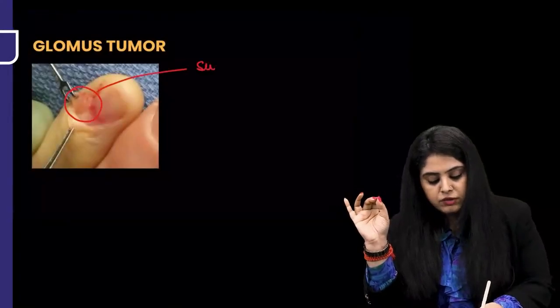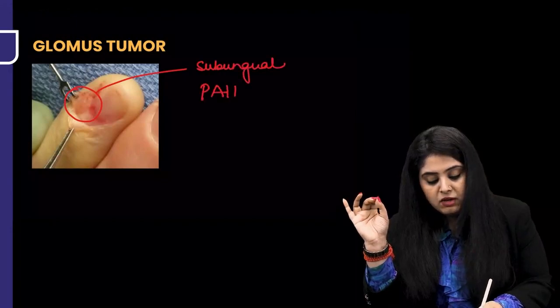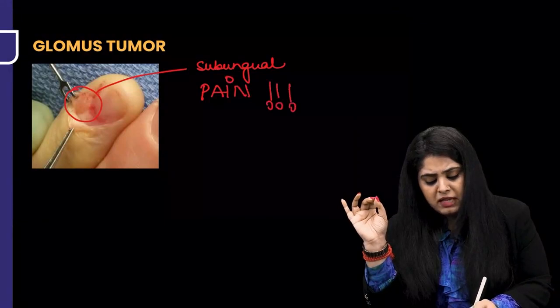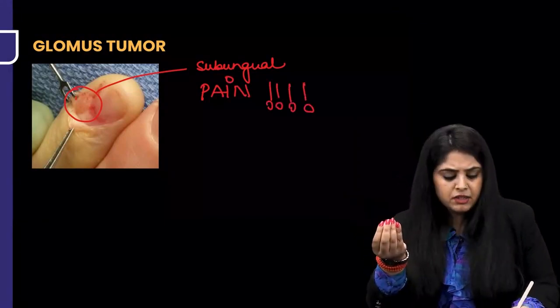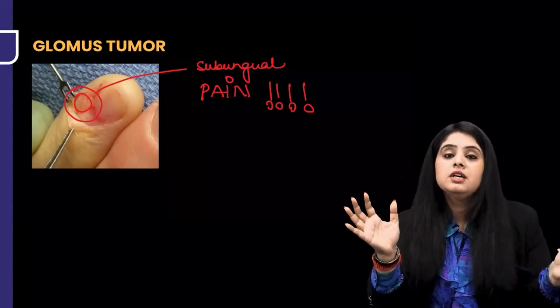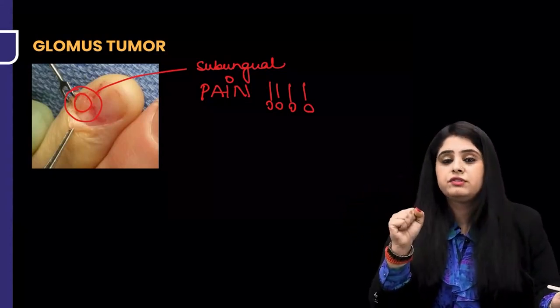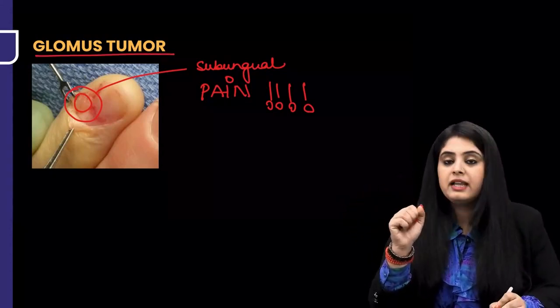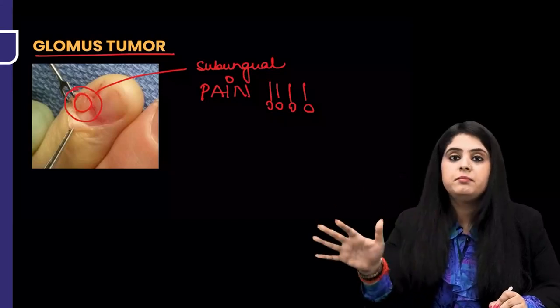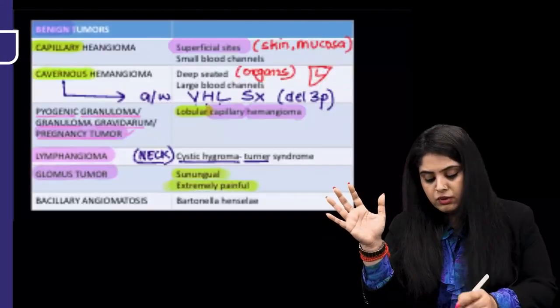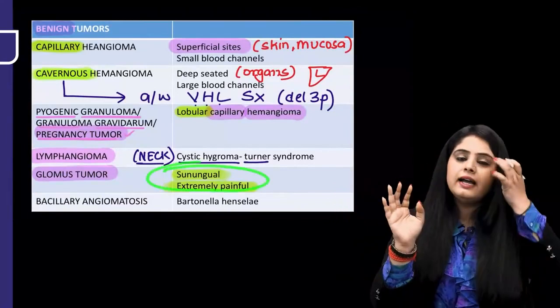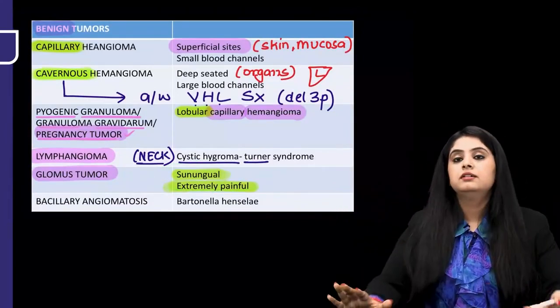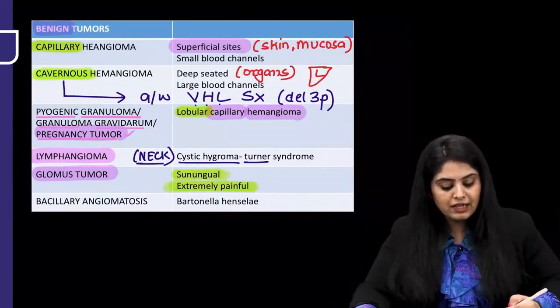So firstly, I told you the location is nail bed, subungual, and the pain levels are going to be shouting and screaming with pain. That is just a small 1 centimeter tumor and the patient will be shouting his lungs out. That is going to be a glomus tumor. So glomus is going to be very, very painful, and a history of pain will be given. And these are the two catch points: a subungual, tiny little tumor with lots of pain, glomus. Coming to the last one.